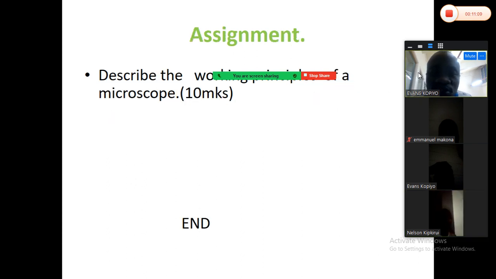Is there any other question? Not really. If there is no question, that's the end. Even before we conclude, there is an assignment. Are you able to see it? Yes. Describe the working principle of a microscope. That is the assignment that you will do in your own time, and it has been assigned 10 marks. So make an attempt at doing it.